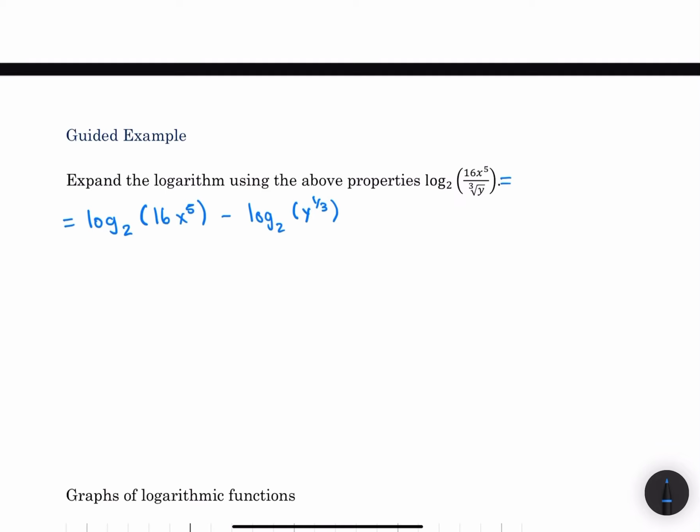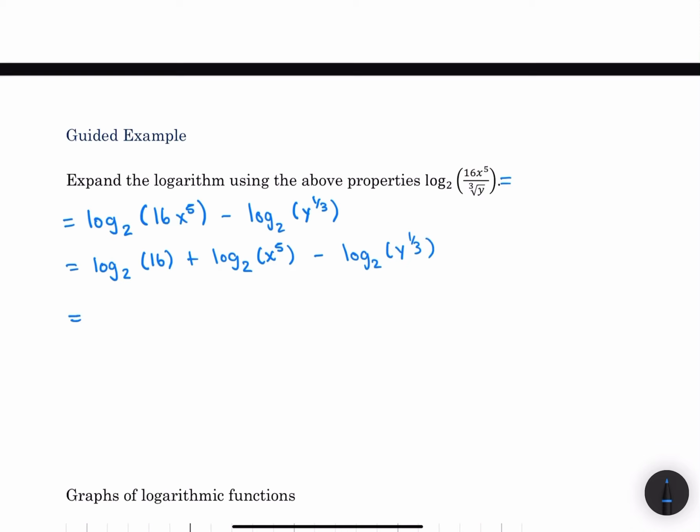Cool. So the next thing that we can do is, because in the first logarithm we're multiplying, we can give each factor of the product its own logarithm. So we have log base 2 of 16 plus log base 2 of x to the 5th. And we'll just keep that minus log base 2 of y to the 1/3 the same. So we're moving our powers at the same time.